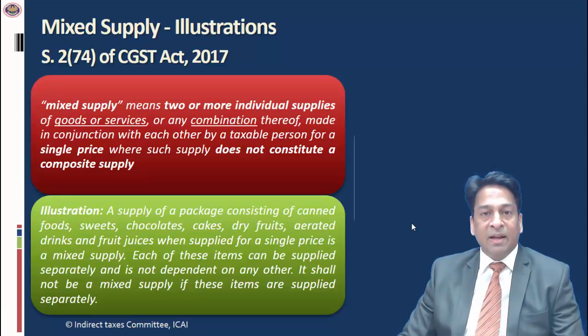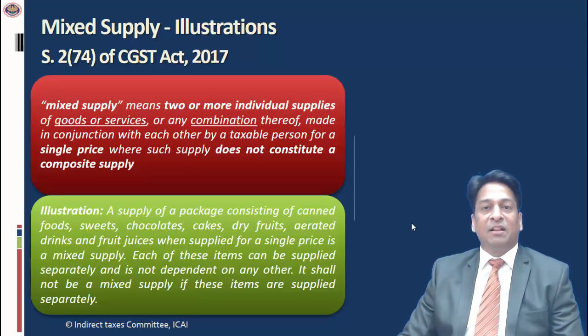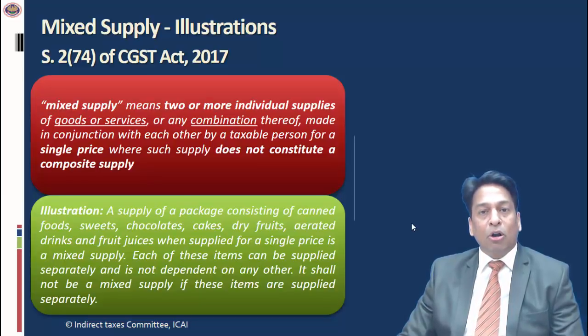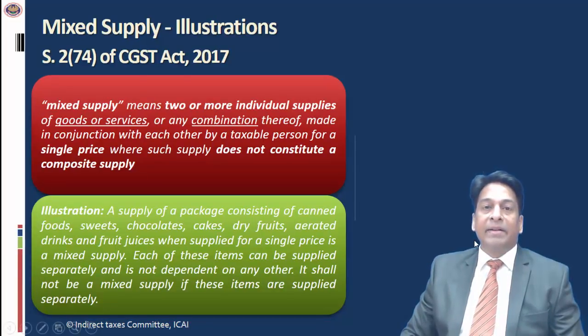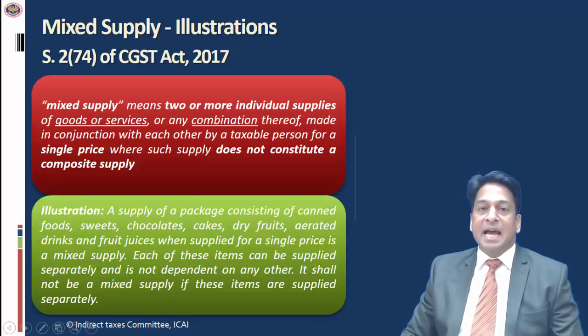And one example given, like if you are taking a gift hamper, and the gift hamper consists of chocolate, fruits, aerated beverages, and these items can be separately supplied if required to be. But since you're charging a single price, let's say 50,000 rupees, this whole combo would be taxable as a mixed supply, and this mixed supply would be taxable at the higher rate as applicable on supply of goods in this gift hamper.